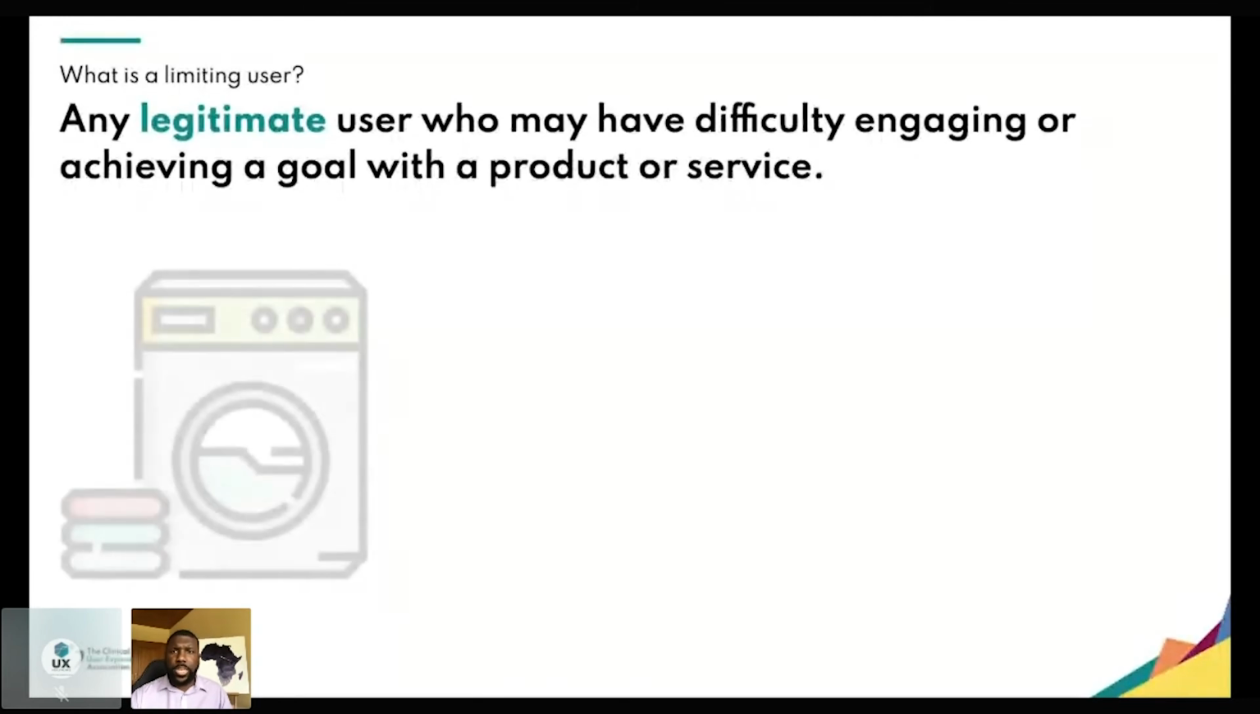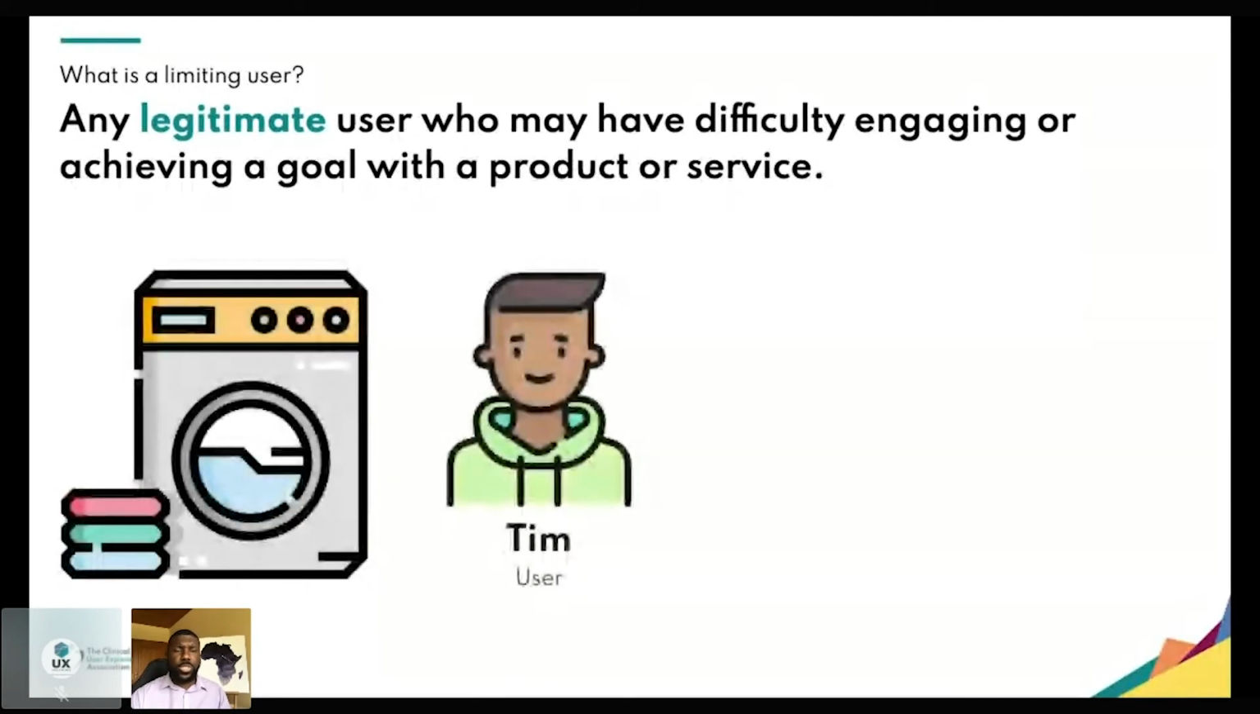We have a washing machine here, and we have a young teenager called Tim, okay? So he's someone who could use the washing machine. He's a teenager, he's more than old enough to know that when his drawers are stinking, he needs to put them in the washing machine and clean them. No one else has to do that for him. He's a legitimate user. But then we also have Pippa.